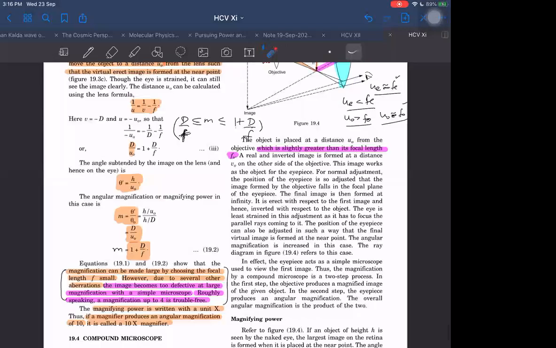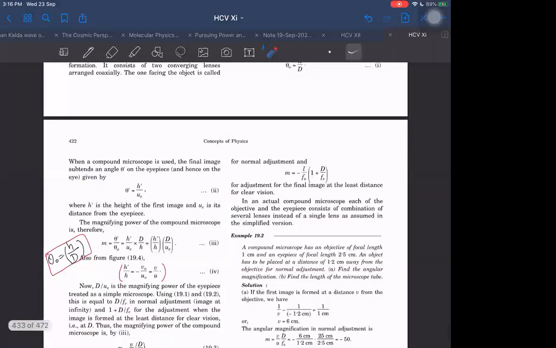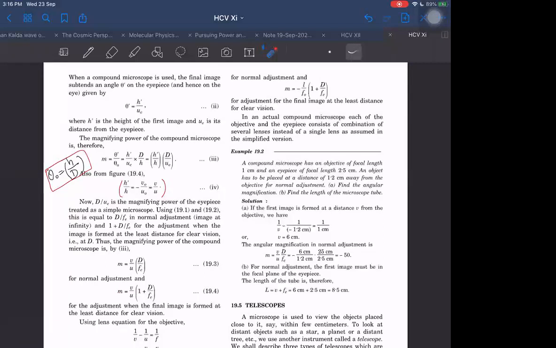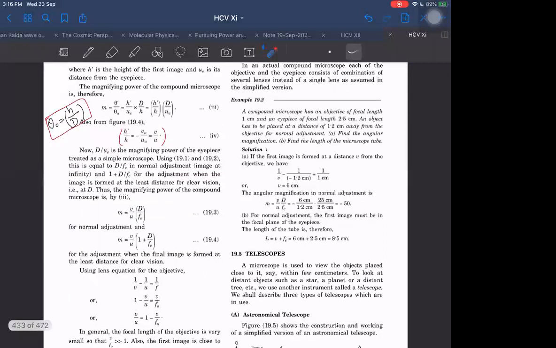So from that, what is the result that we are getting at last? H dash by H into D by UE, then H dash by H we are substituting as V naught by U naught, then we are getting at last V naught by U naught into D by FE. Now D by UE, I told you in simple microscope also, we can write in two ways. One way we can write as D by FE, another as 1 plus D by FE. Right or not? For simple microscope, I have told you already. Therefore, they can write this as well as this.